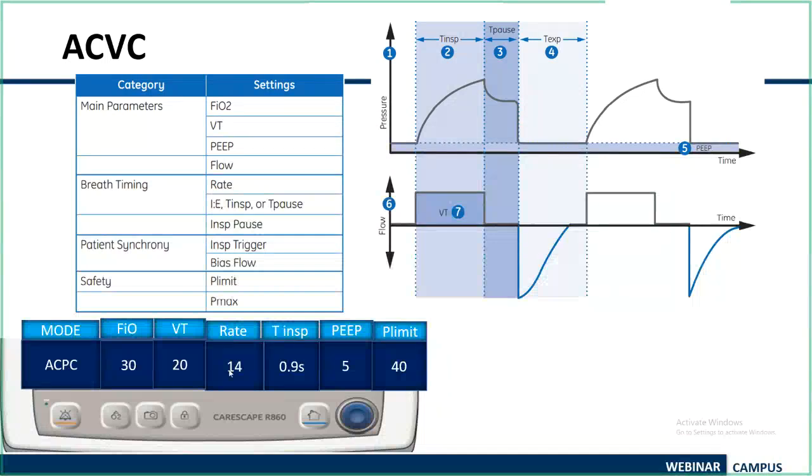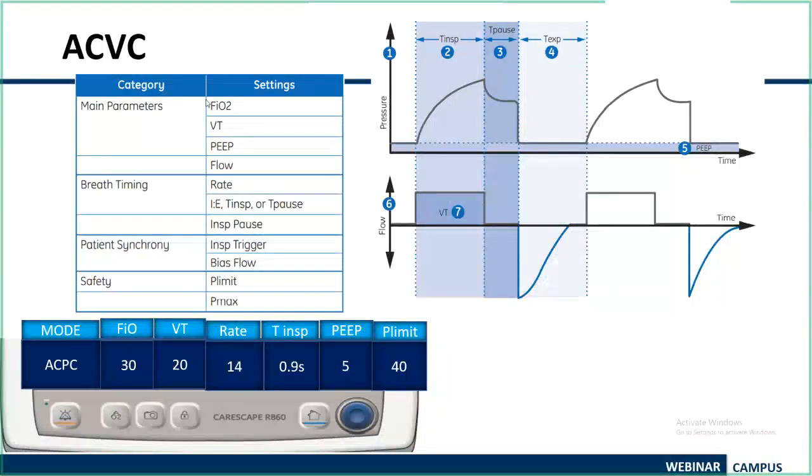Then you set the respiratory rate. Then you set the inspiratory time, and whenever you set the inspiratory time, the machine will show you the IE ratio. You don't have to manually calculate that. The moment you put the T inspiration and change it, you can see what the IE ratio is. Then you have to set the PEEP, and obviously you have to set the maximum pressure limit.